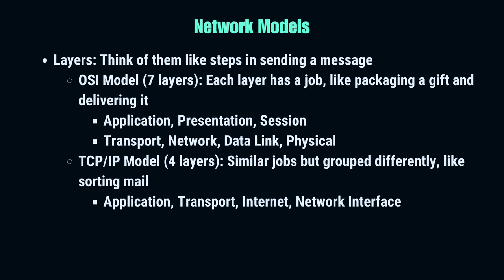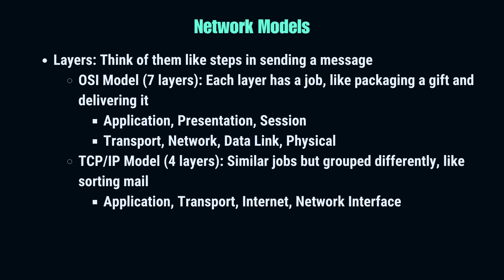There are two main network models: the OSI, Open Systems Interconnection, model and the TCP/IP model. The OSI model has 7 layers, while the TCP/IP model has 4. Each layer in these models represents a specific function in the data transmission process. Think of these layers like an assembly line in a factory. Each station or layer has a specific job to do before passing the product or data to the next station. This organized approach helps in designing, troubleshooting, and understanding networks.